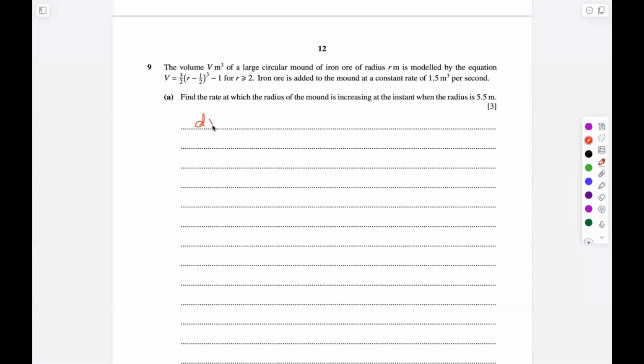Now, the relationship between the volume, the rate of change of volume and the rate of change of radius will be dV/dt = dV/dr times dr/dt. Now, as iron ore is being added at a rate of 1.5, we know that dV/dt will be equal to 1.5. This is already given to us. As we need to find the rate at which the radius is increasing, dr/dt is unknown. To find this value, we have to find the value of dV/dr.